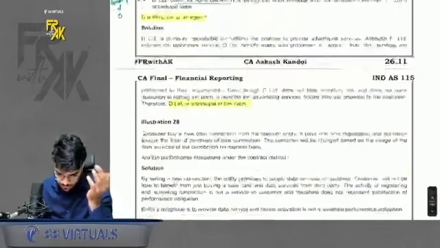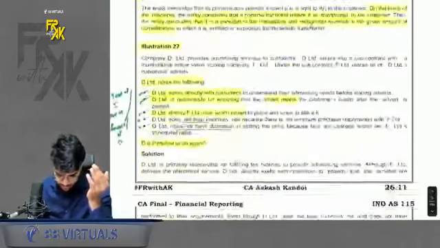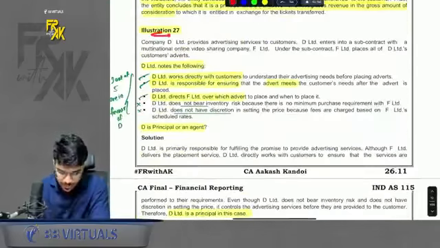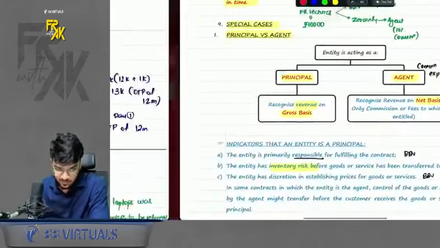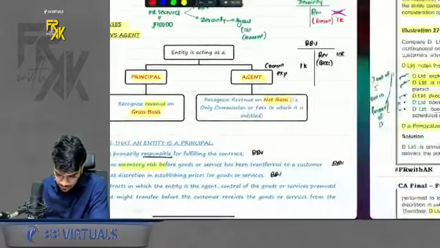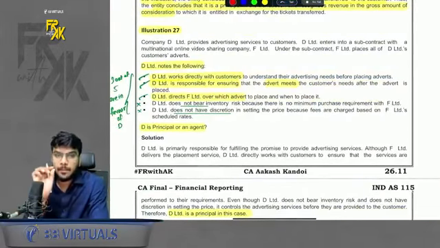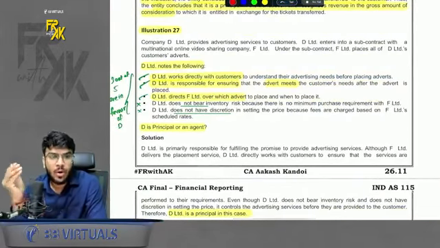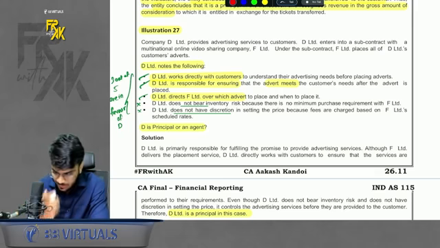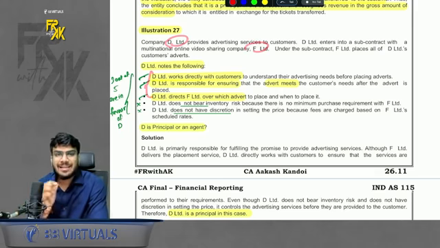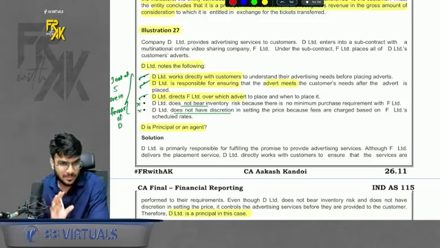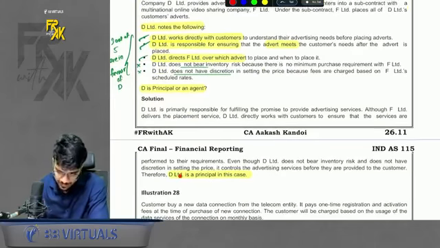So to understand the principal-agent relationship, we also have two questions. You can always refer to those questions. I will just go through this once very quickly. In illustration number 27, I discussed only 3 indicators. There can be more than 3 indicators also. Whenever you are reading a question, see that the maximum conditions should be in your favor. Not all, but the majority should be in your favor. So here there are two companies, D and F. If you see closely, in D's favor there are maximum conditions. So D is the principal. If you read, you will understand.